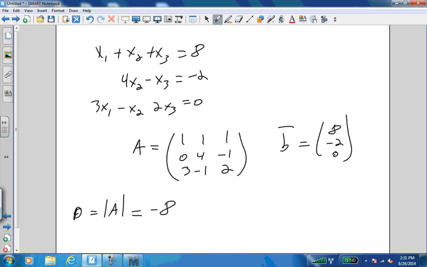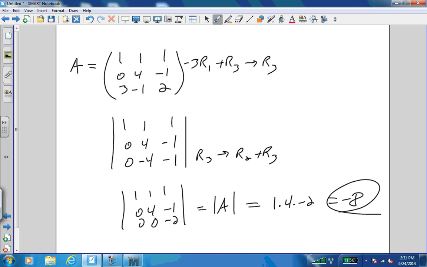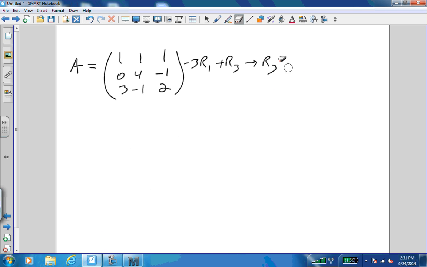Then A1, let's come back, take those out. A1, we're replacing the first row with b, and b is 8, negative 2, 0. So this time let's just expand across this row. So if we want D1, we want that determinant.